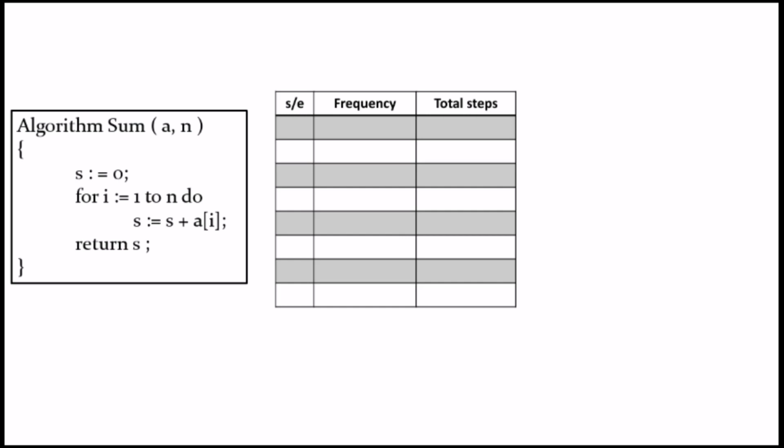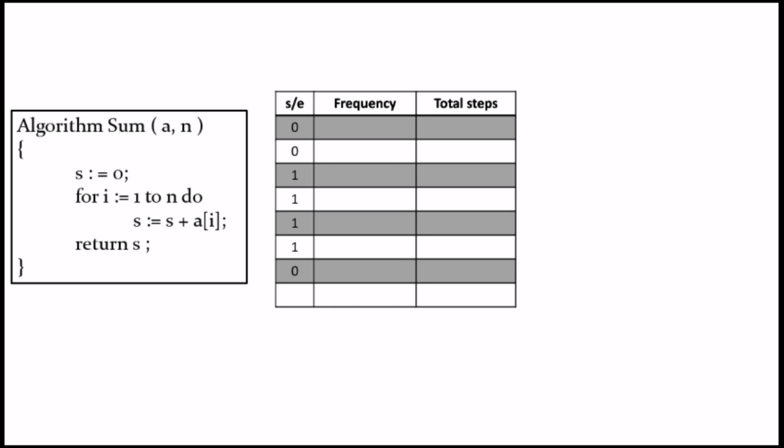So first, we will count how many steps will be executed per line. The first line, algorithm sum, is just a name of the algorithm, so we are not calculating anything in this particular line, so the steps required will be 0. The second line, the opening floor bracket, here also we are not calculating anything, so SE will remain 0. In the third line, we are initializing S to 0, so here we are calculating, so that will be considered as one step.